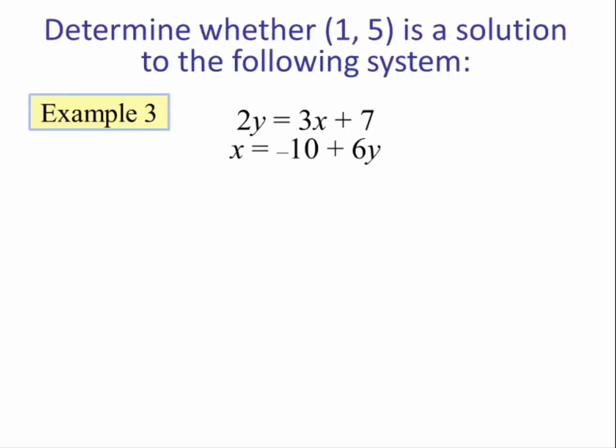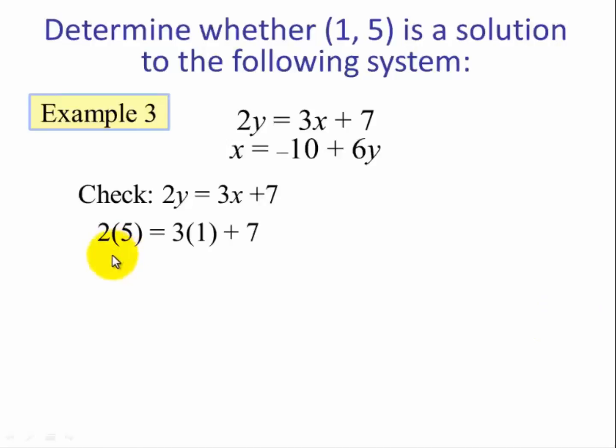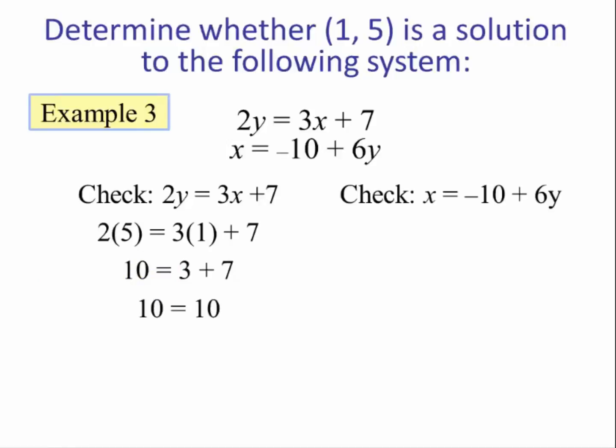Example 3. Determine whether (1, 5) is a solution to the following system. We check the first equation. 5 is y and x is 1. For the left hand side we have 10. For the right hand side, we have 3 times 1 plus 7, which gives us 10. So it checks. Check the second equation.